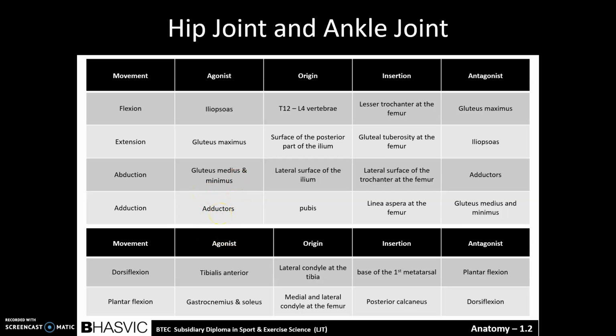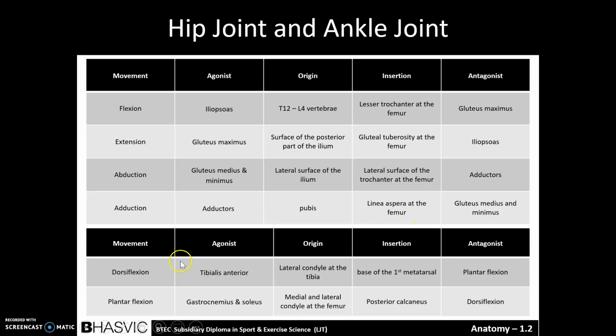The insertion of the gluteus medius and minimus would be the lateral surface of the trochanter at the femur, and the antagonist of this would be the adductors. So for adduction to take place, the agonist would be the adductors. The origin of the adductors is the pubis, which is the bottom of the pelvis. The insertion of the adductors is the linea aspera at the femur, and the antagonist of the adductors would be the gluteus medius and minimus.